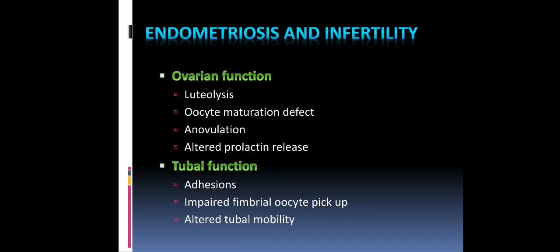Now, specifically how it causes infertility: if it affects the ovarian function, there would be defective luteolysis with oocyte maturation defects, anovulation, and altered prolactin release. If it affects the tubal function, there would be underlying adhesions, impaired fimbrial oocyte pickup, and altered tubal motility, because it affects the motility by causing a defect to the cilia.